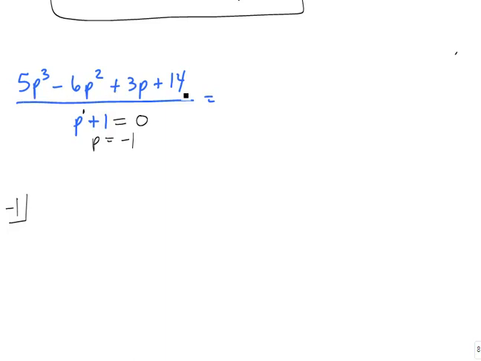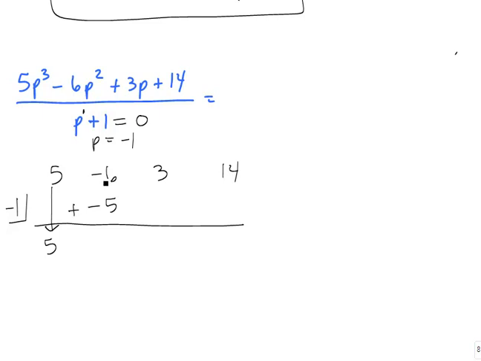Across the top here are my coefficients. So I'm going to write 5, -6, 3, and 14. Every term was accounted for, so I don't have to worry about any zeros. Draw your line. Remember the first coefficient gets brought down automatically, and you're always multiplying what's in the box times the numbers below the line. So -1 times 5 is negative 5. And then you're always adding down.